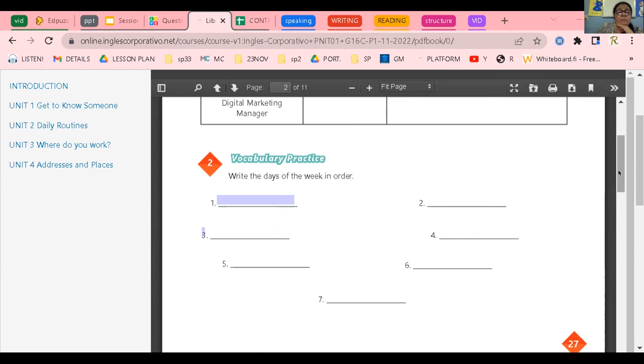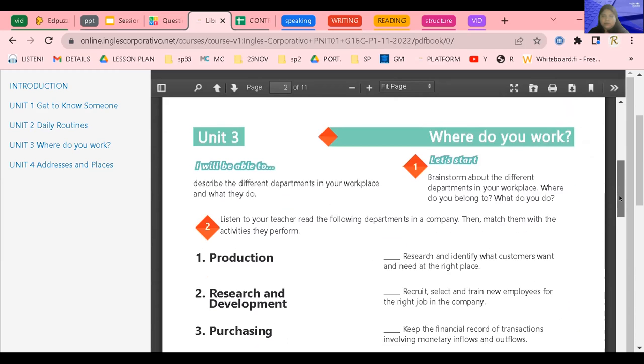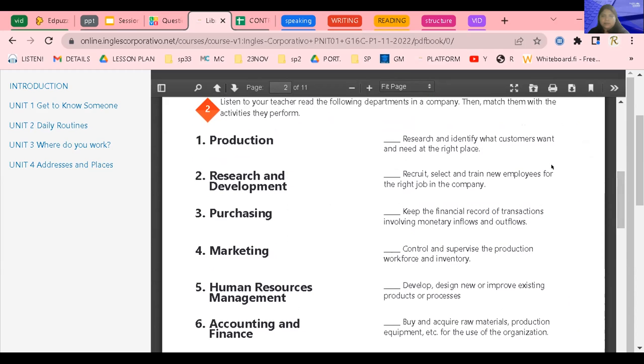Saturday. Let's see. Do we continue with the next one? So we studied this yesterday. So do you remember that? Production. So what's the definition? Do you remember that? O sea, ¿quién se acuerda acá de las definiciones? Production. So what was production? Production is control and supervise the production, workspace, and inventory. Okay, nice. Number one, research and development. Number two. This one? No.